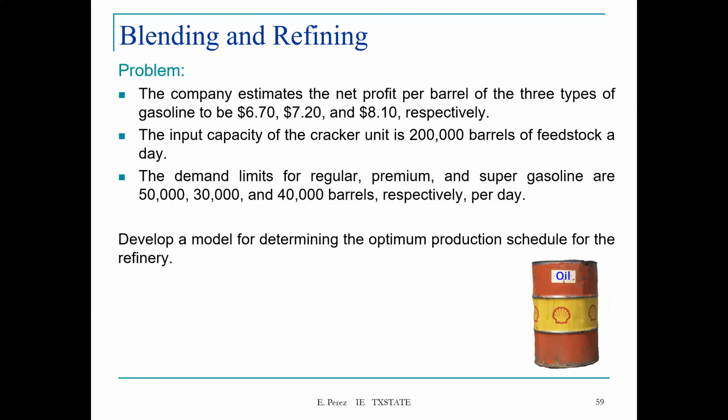The company estimates the net profit per barrel of these three types of gasoline to be $6.70, $7.20, and $8.10. And the input capacity of the cracker unit is 200,000 barrels of feedstock per day. The demand limits for regular, premium, and super gasoline are 50,000, 30,000, and 400,000 barrels per day. So the question is, can we develop a model for determining the optimal production schedule for the refinery?